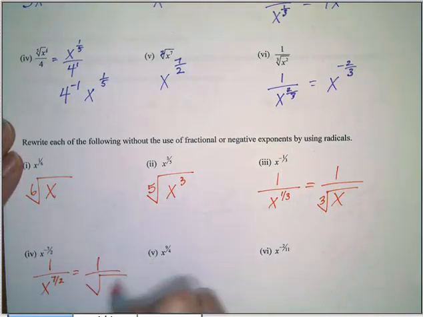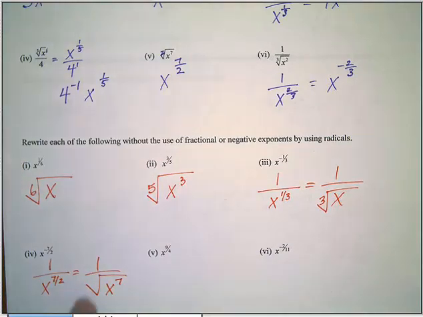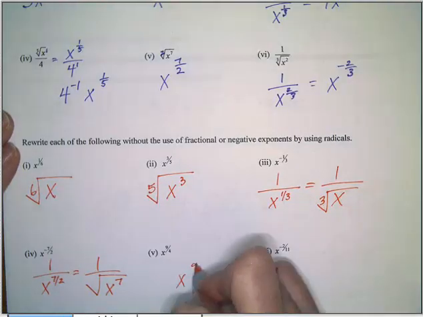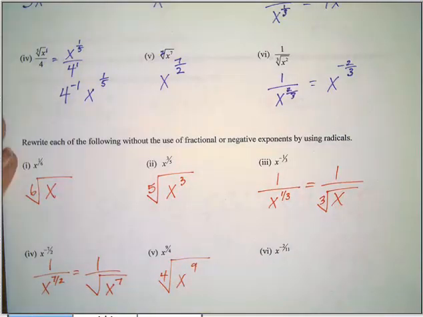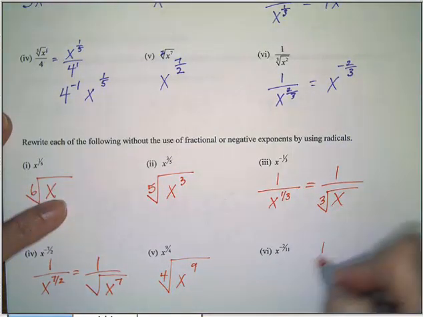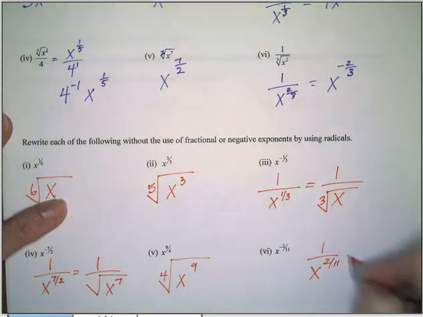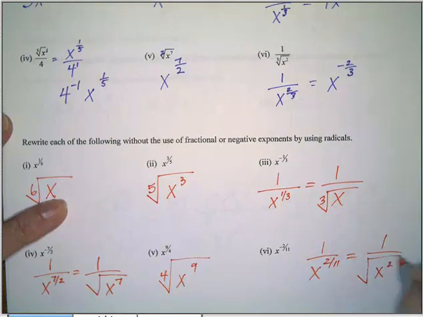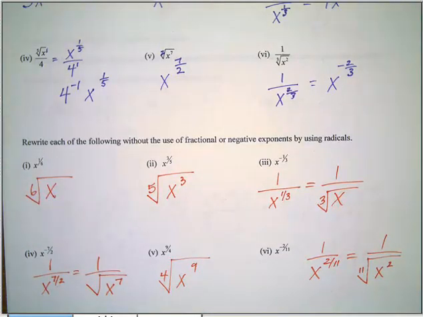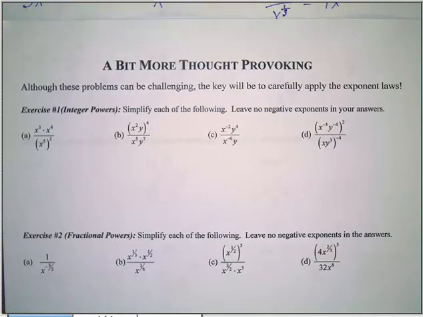So I have x to the 7th, and I have an index of 2, which I do not have to write. If you do, it's not wrong. Now we're back to the positive. So I have x to the 9th with an index of 4. And the last one, I have 1 over x to the 2/11. And then I have x squared with an index of 11. So again, pause and make sure you're good to go, because we're going to do a little more thought-provoking questions on the next page and mix it up a little bit. So, although these problems can be challenging, the key will be to carefully apply the exponent laws.